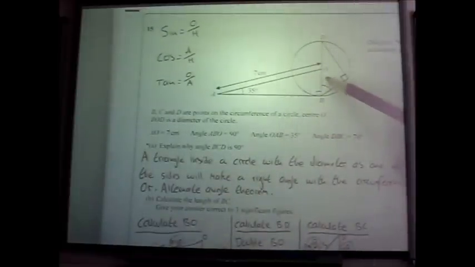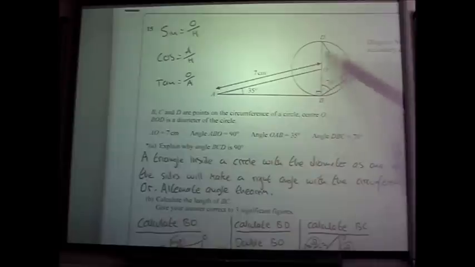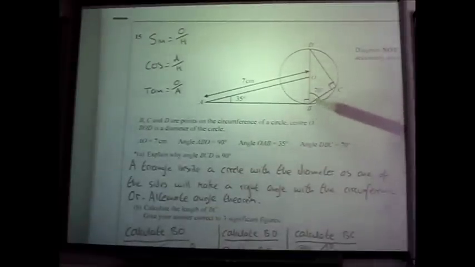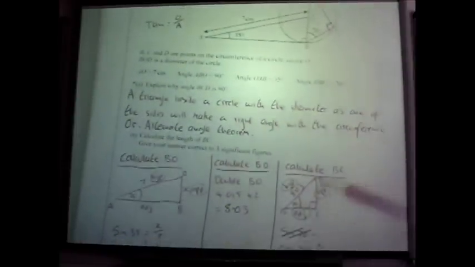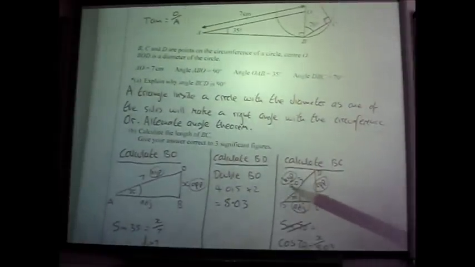If that is 4.015, to find the whole length of this, I can double it, because that there is the radius. So if I double it, look, I get 8.03. So now I'm going to look at this triangle here. It's got 70 degrees, a right angle, and 8.03.